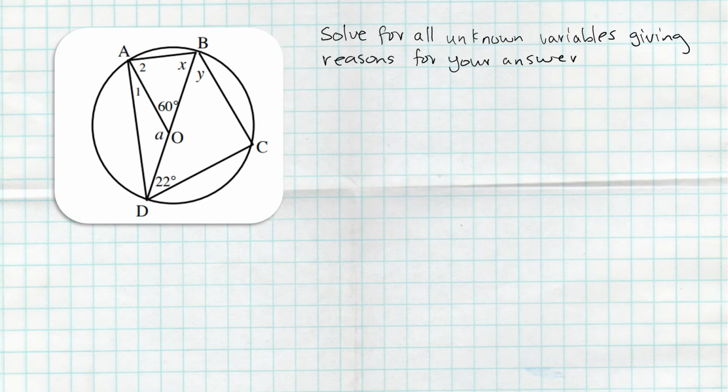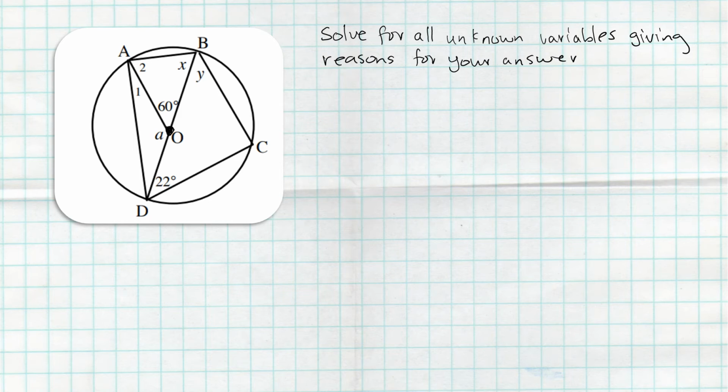Let's also look at this quite interesting example. They are saying solve for all unknown variables, giving reasons for your answers. So we have to solve for x, for y, and for a, giving reasons for our answers. How can we solve for these things? Someone can say I want to start by solving for y, because we've just done a theorem here. You are told that O is the center of the circle, and they want you to solve for all these variables.